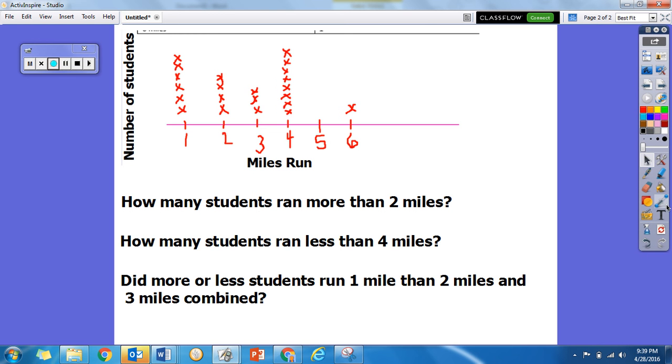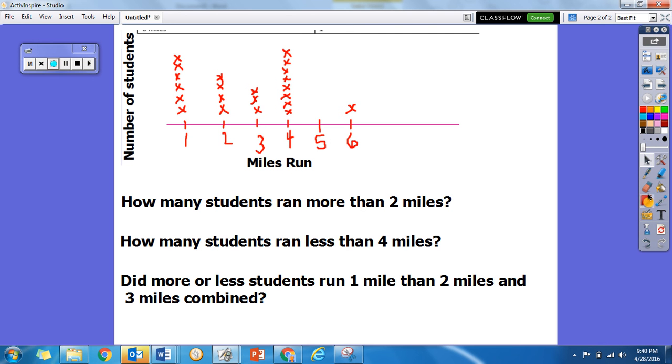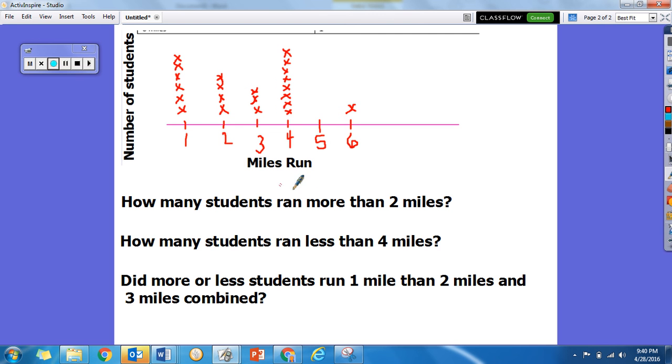who ran that far. So, our first question says, how many students ran more than 2 miles? So what we're going to do is look past 2 miles. You're not going to count the 2 miles, but how many ran more than 2 miles? So starting at 3, we have 1, 2, 3, 4, 5, 6, 7, 8, 9, 10, 11, 12 students ran more than 2 miles. And how many students ran less than 4 miles?